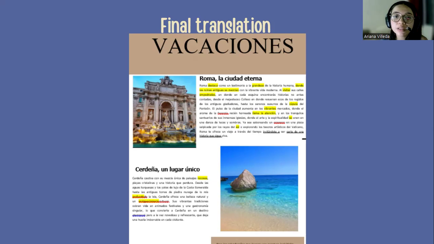It also showed me that machine translation is useful, but it must always be checked and improved, sorry, by a human translator. In general, this experience helped me develop both my technical and linguistic skills in translation.